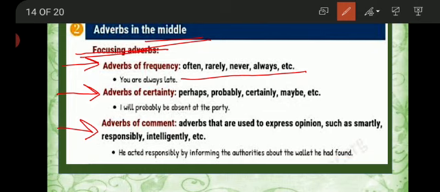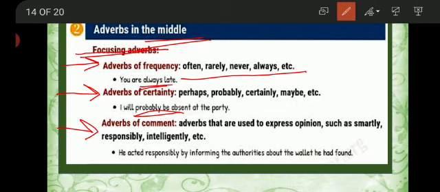You rarely go to that place. So the words rarely, often are used in the middle of the sentence. Now the next one is adverbs of certainty: perhaps, probably, certainly, maybe. I will probably be absent at the party. So again, probably is placed in the middle of the sentence.